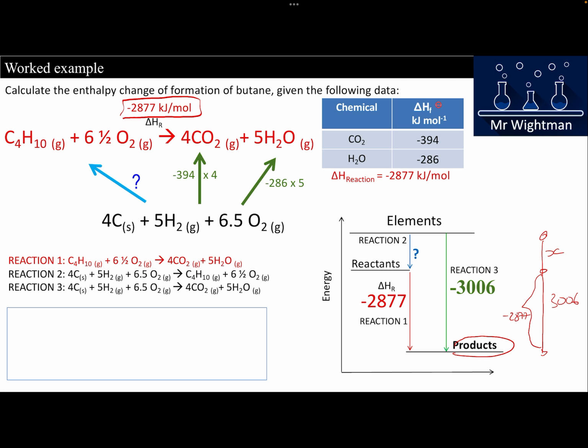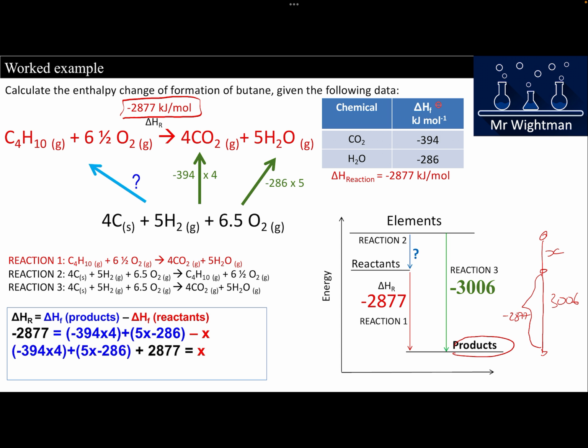And so doing products minus reactants, if I substitute in the right values and then rearrange to find my unknown, in this case x, then I would get a value of minus 129, which I would also get if I did that distance, so to speak, that energy gap between the elements forming reactants.